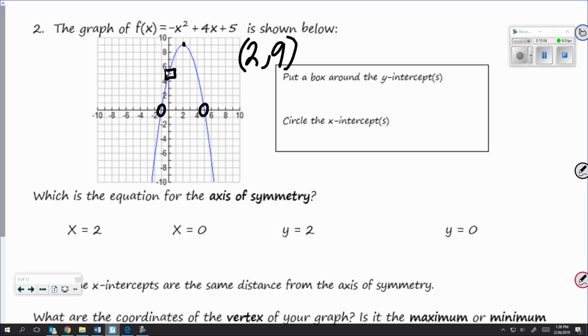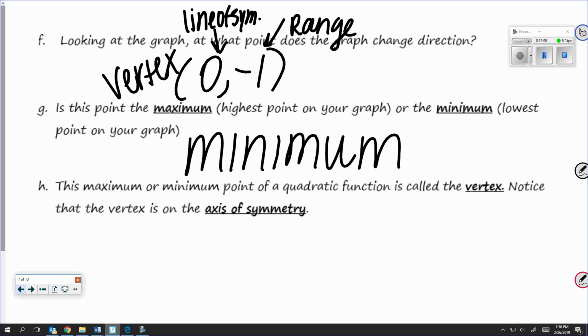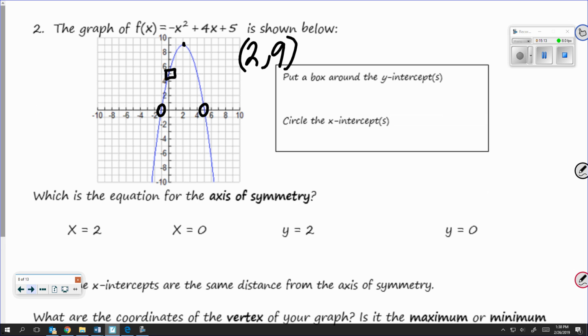So, we just looked here. For a vertex, or where it changes direction, the x is my line of symmetry, and the y is going to be my range. So, what would be my line of symmetry? My line of symmetry is x equals 2. Well, here's my answer.